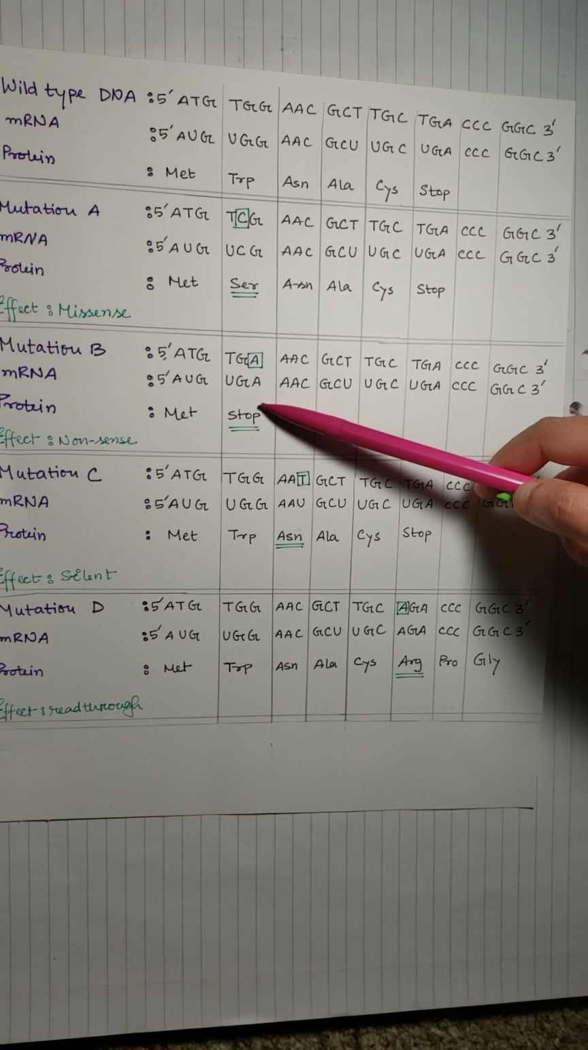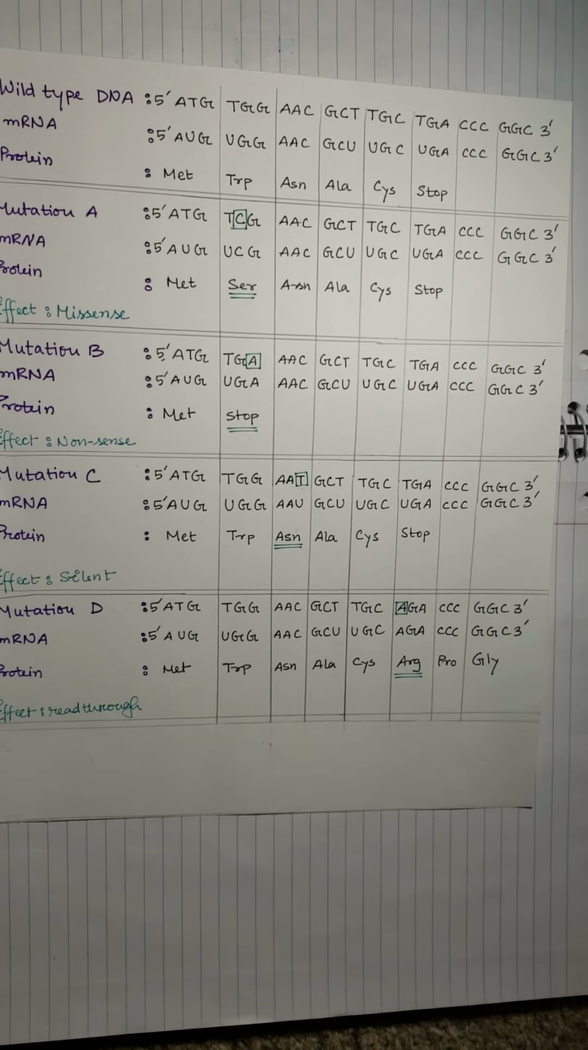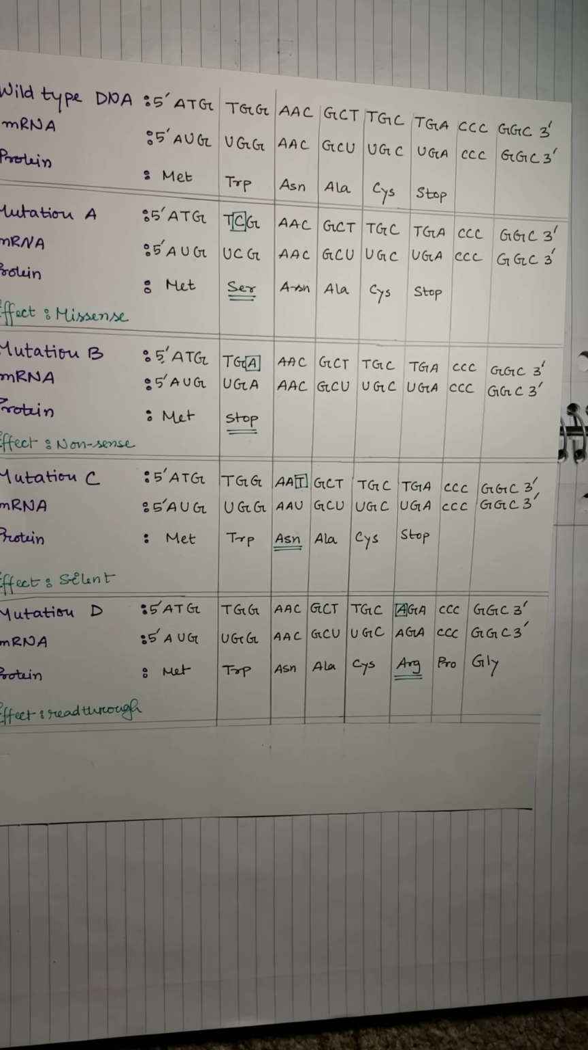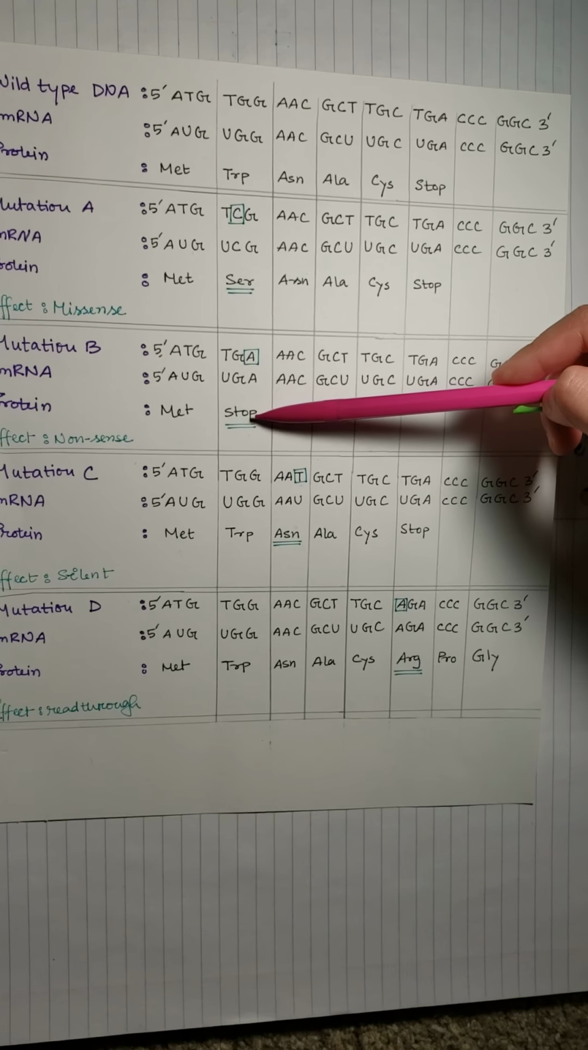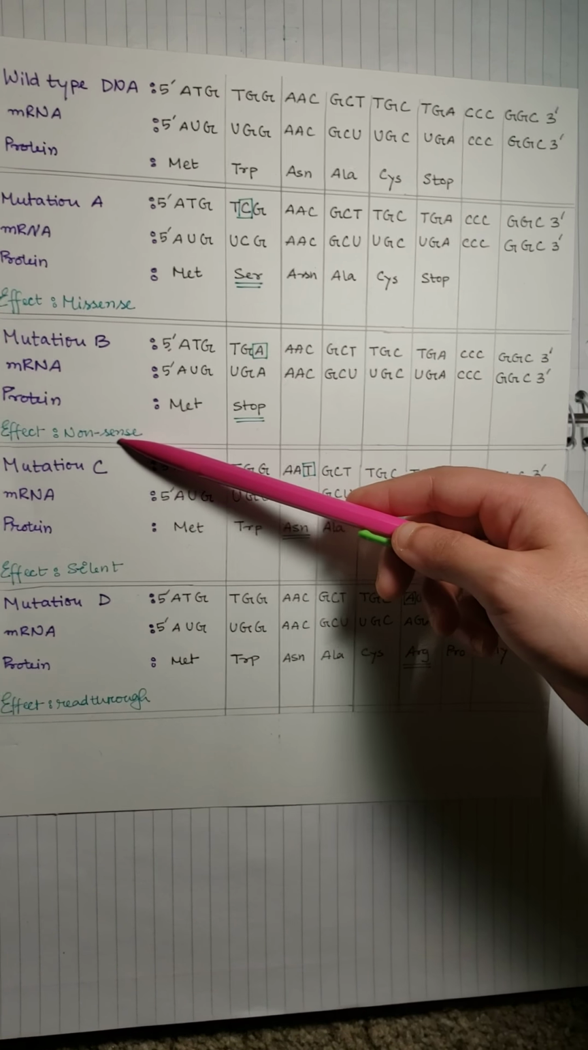So the mutation changes the codon for an amino acid into a stop codon. So this effect is called a nonsense effect.